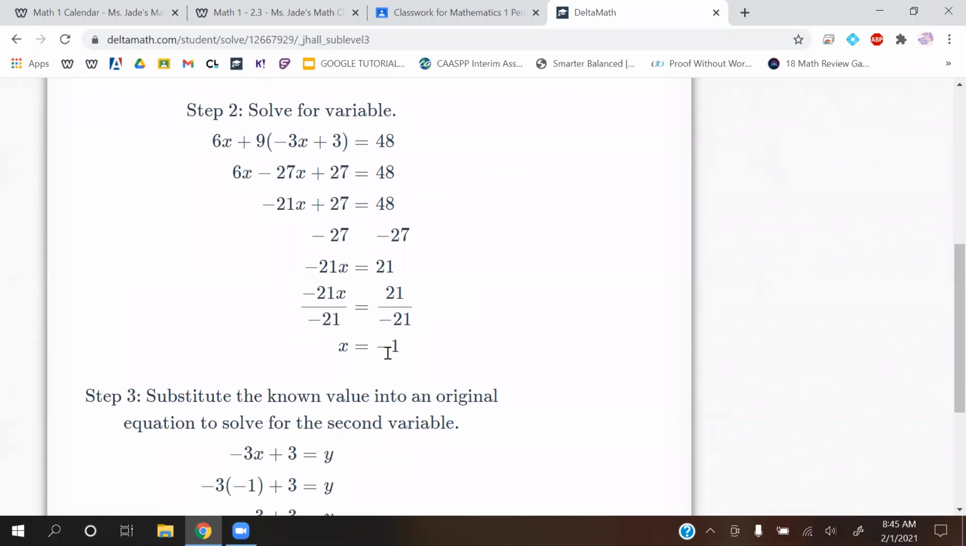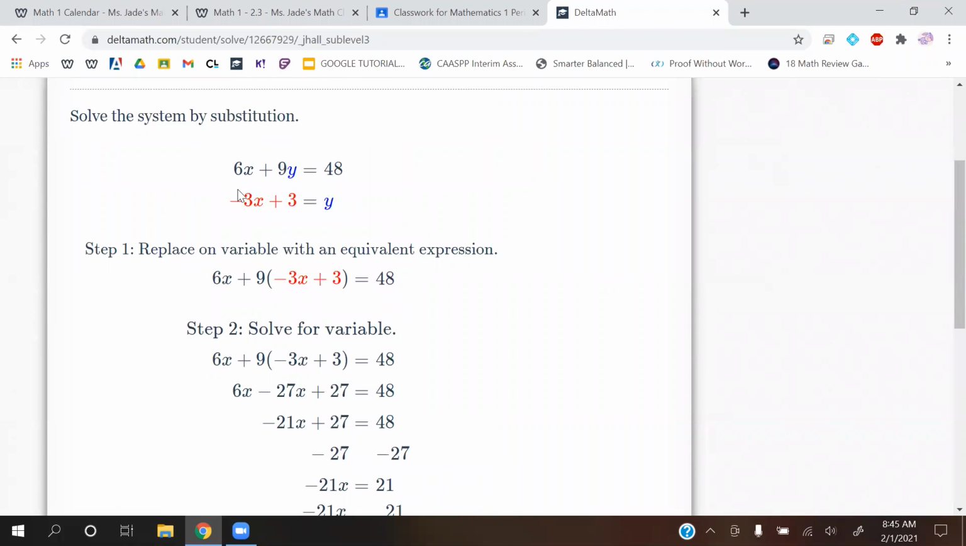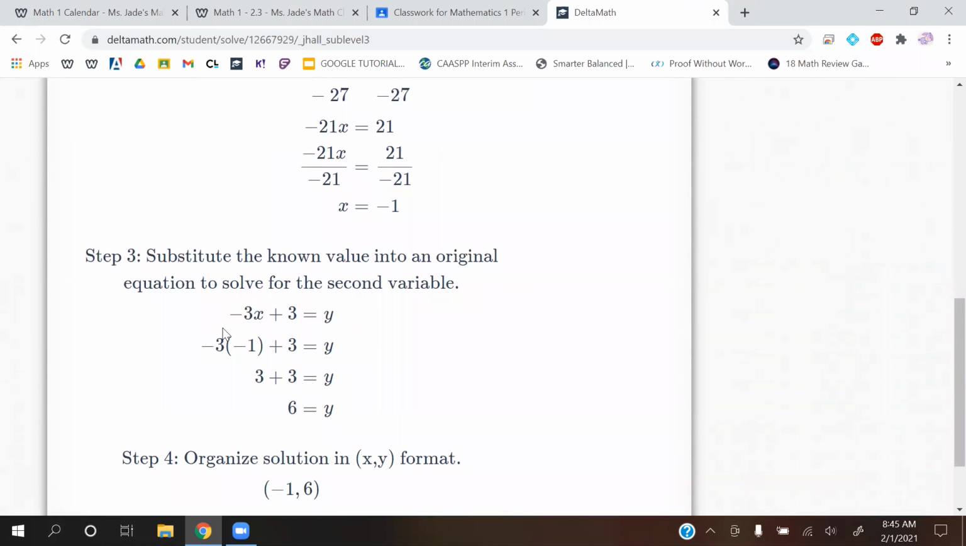So now that we know what our x value is, we are not done yet. Remember, you need to know what y is also. Take a look at your original equations. One of them tells you what y is equal to, because it literally says y is equal to negative 3x plus 3. So you're going to plug your x value into this equation. They rewrote the equation, and instead of negative 3x plus 3, it's negative 3 times negative 1 plus 3. Why? Because x is negative 1. We just said that right over here. Then you simplify and solve, and you get y is equal to 6.